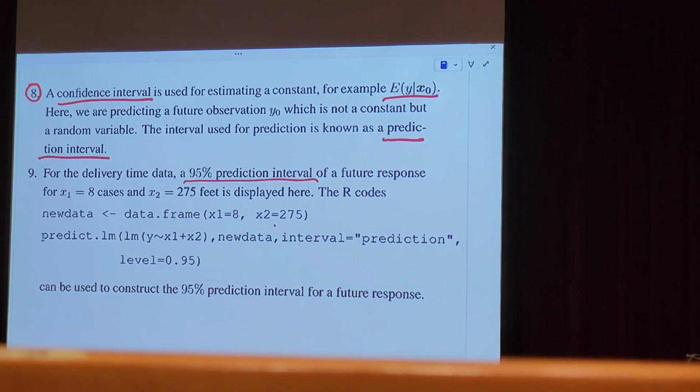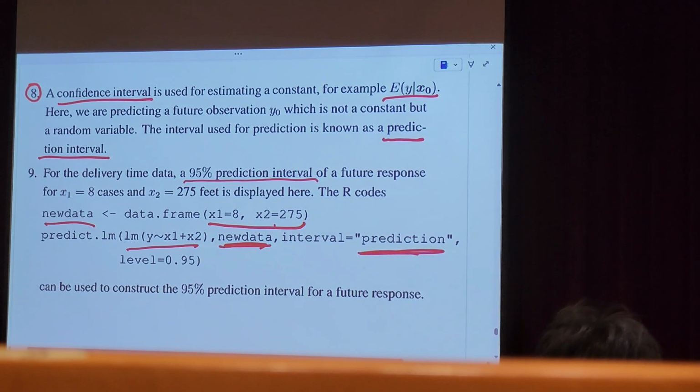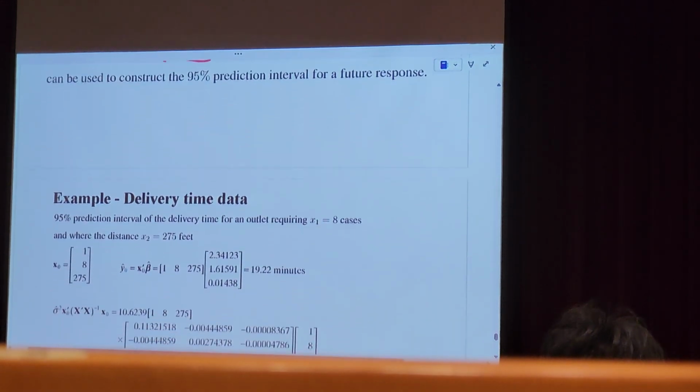So I set up the regressor variable values here, call it new data, and then feed the model, use the new data to construct a prediction interval, a 95% prediction interval. And then that will help me to make a prediction.